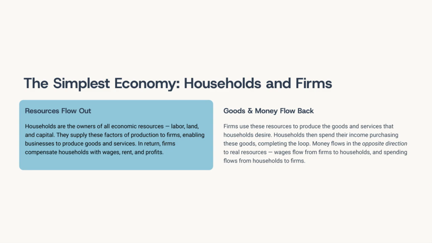When households spend their income, that money goes back to the firms. Meanwhile, wages and other payments flow from firms to households as compensation for providing their resources. This creates a simple but powerful loop. Households own and supply the resources, and they use their income to purchase goods and services from firms. This interconnected flow of resources and money is the foundation of our economy, highlighting how households and firms depend on each other to keep everything running smoothly.